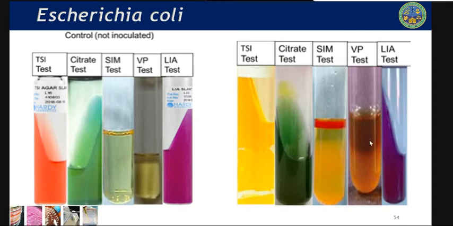And then you have also the VP test and then LIA. If you try to denote this one, there is no methyl red test, because it is not very useful for differentiation of the species of the organism.